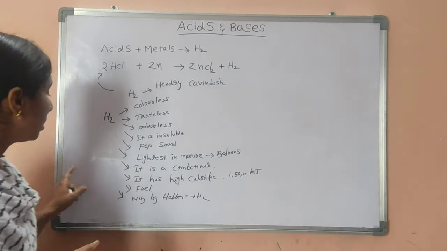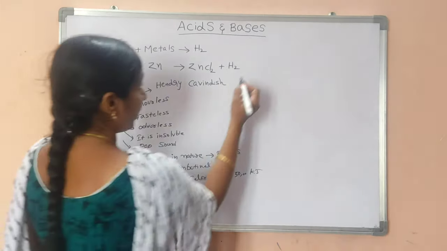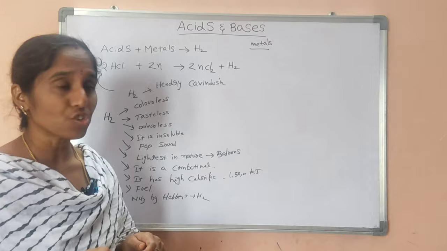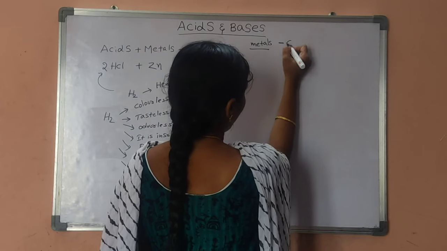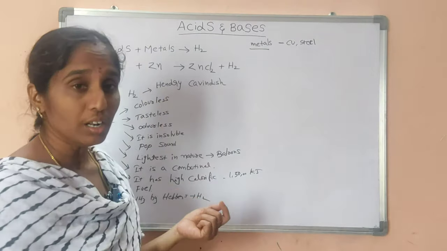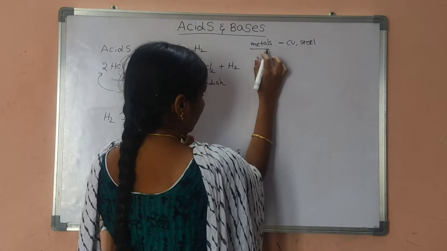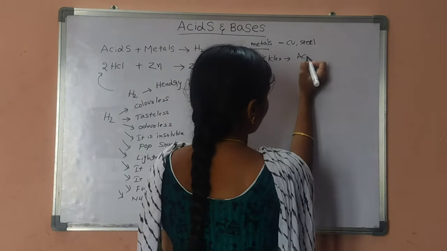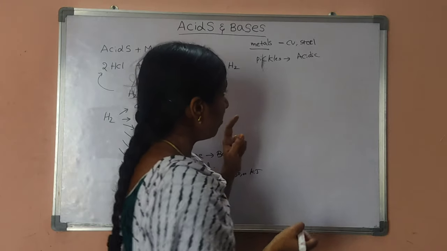Okay. Here one application question is, why are pickles not stored in metals? Metals means copper, steel, stainless steel, zinc; these are all metals. Because pickles are acidic in nature. Which nature? Acidic in nature. So pickles should not be stored in metals.